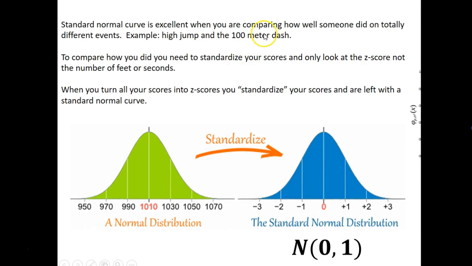Standard normal is really excellent. We talked a lot about events in the decathlon and how you can compare how somebody has done between, say, the high jump and the 100-meter dash. To do that, you can just turn your scores, which might be in feet or seconds, into z-values, and then you just get your standard normal. So it's really great for comparing different types of things.